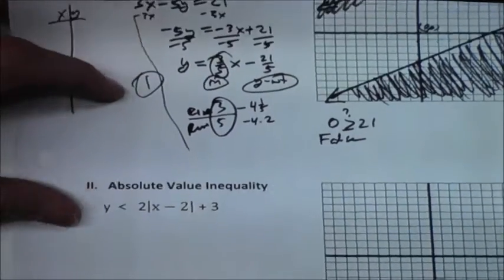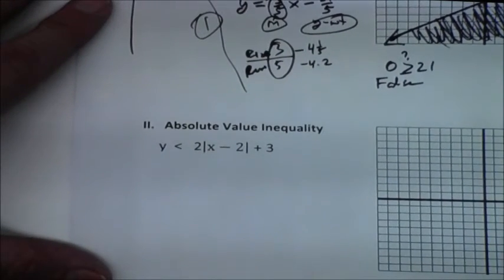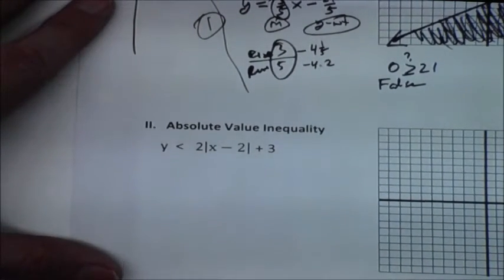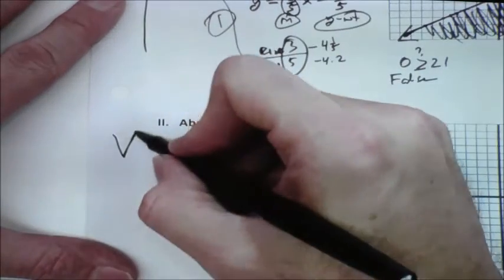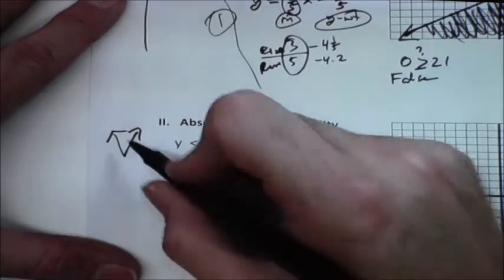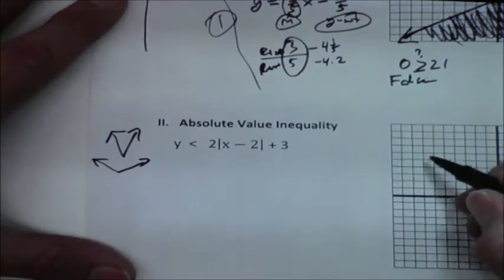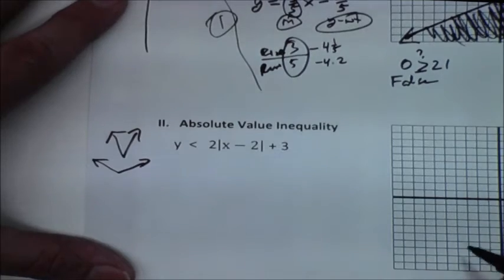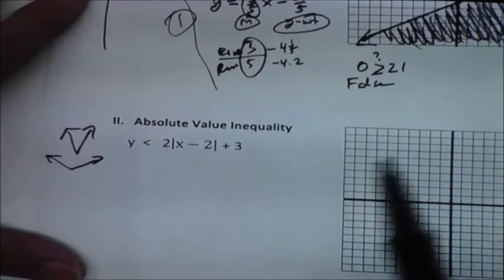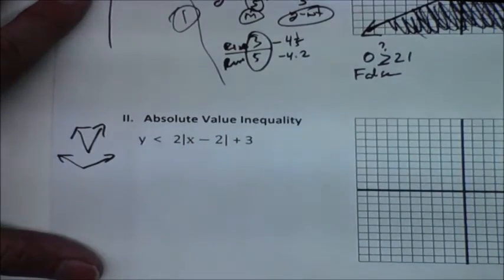Let's take a look at the next one because now it's an absolute value inequality. And first thing, it's an absolute value. Whenever it's an absolute value, it's automatically going to be a V shape. It might be going down, it might be moved around, it might be over here or down here, it might be upside down, but it's still a V shape. It's always a V shape. So when you see that, make sure it's a V shape.